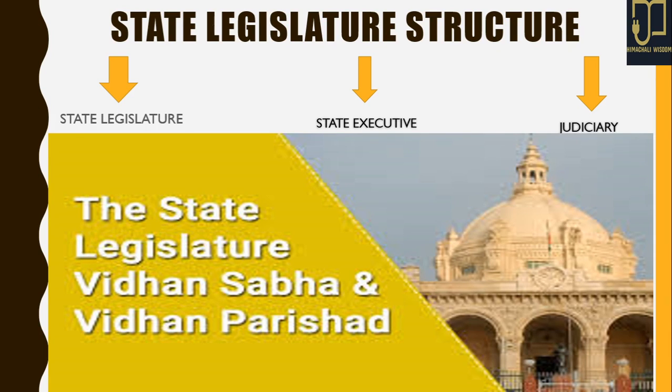State legislature is equivalent to the Lok Sabha and the Rajya Sabha of the Indian Parliament, as well as state executive is equivalent to the Prime Minister, Council of the Minister and the President. As well as judiciary, there is a High Court for the state level, just like we have a Supreme Court at the union level. For the state level, we will discuss about the Vidhan Sabha and the Vidhan Parishad. First of all, let's discuss about the state legislature. Then we will move to the state executive and so on.